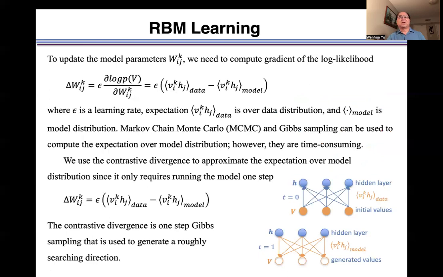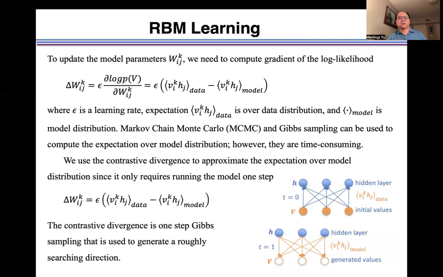To update the model parameters Wij, we need to compute the gradient of the log likelihood as the difference of two expectations over the data distribution and the model distribution. Markov chain Monte Carlo and Gibbs sampling can be used to compute the expectation over the model distribution.